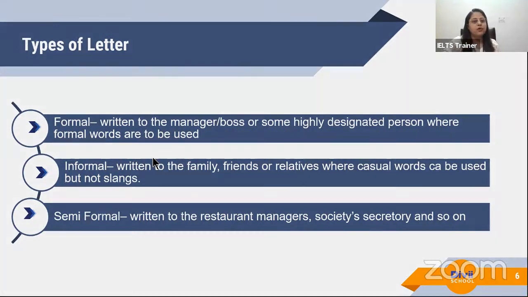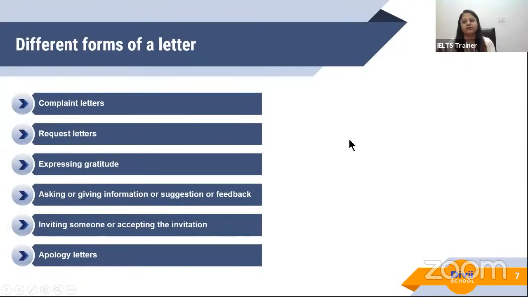All right, so let's move on. What different kinds of letters do we have? What are the different forms of letters? You may have complaint letters, obviously, when you're complaining about the food, as I just told, or you could write to the secretary of the society about a nuisance issue, with garbage spread here and there. You complain to the secretary about what sort of management they have in our society. So that comes into the complaint letter.